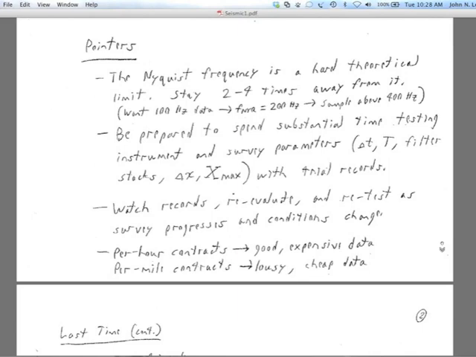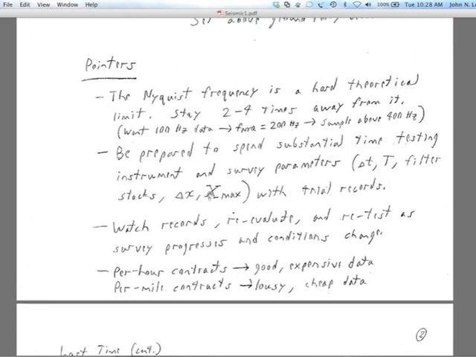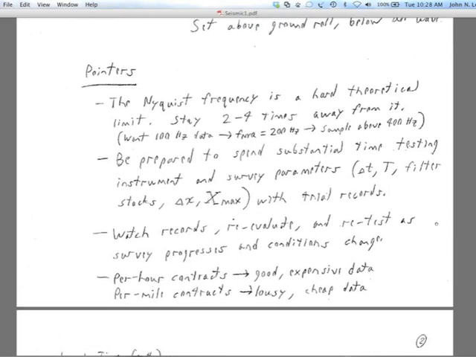You've got to watch as the survey goes on, and are your records changing? Did your quality suddenly deteriorate? Okay, you have to reevaluate, retest, and redo your survey parameters as the survey progresses, and conditions are going to change. Okay. You might be surveying one day and it recently rained and you're getting good data, and you come back the next day and it's all dried out and you're not getting nearly as good of data. So you got to change your setup.